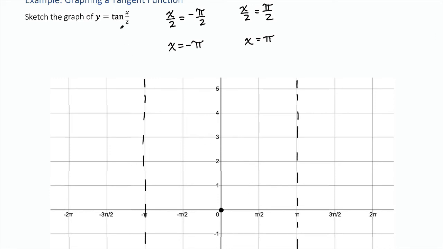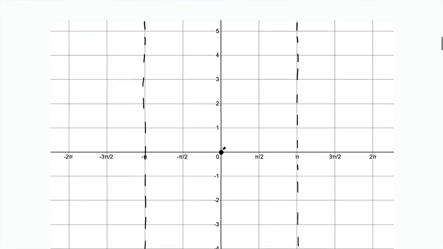Note that there hasn't been any vertical stretch or anything, and so the point halfway between this center point and an asymptote, so at pi over 2, our y value is going to be 1. Okay, and on the other side it will be negative 1. And then we just draw that curve following the asymptotes.